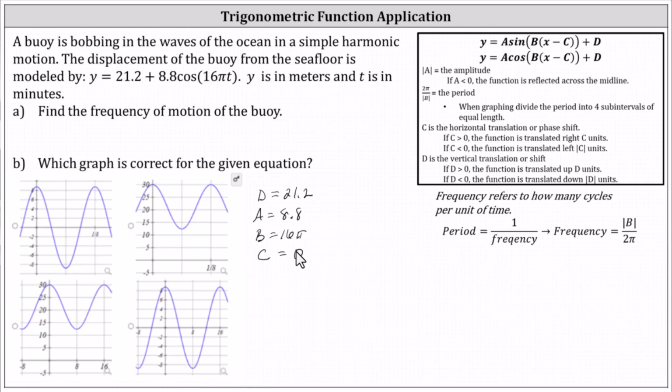And now for part A, frequency is equal to the reciprocal of the period. And since the period is equal to 2 pi divided by the absolute value of b, we can say the frequency equals the absolute value of b divided by 2 pi, which indicates the frequency equals, the absolute value of b is 16 pi, giving us 16 pi divided by 2 pi, which is equal to 8. Recall the frequency refers to how many cycles per unit of time. In this situation, time is in minutes, and therefore the frequency is 8 cycles per minute.